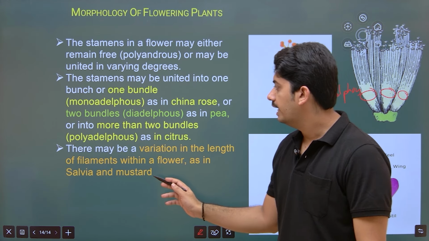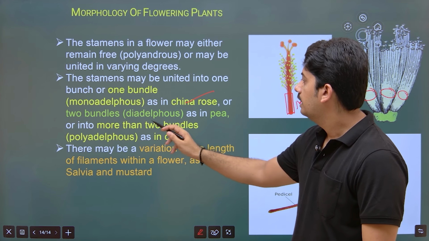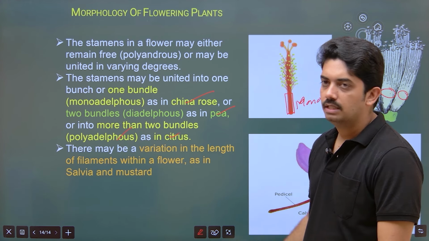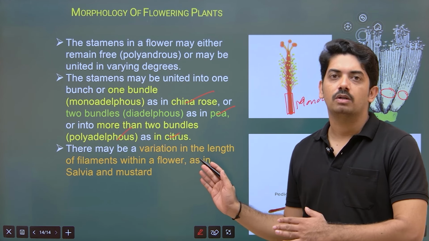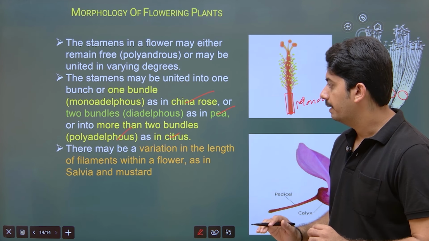Here are some of the examples for monoadelphous, that is China rose, diadelphous, pea, and polyadelphous, just like in citrus plants. These are the examples. Examples are very important here because they can match the following type of questions from these topics.